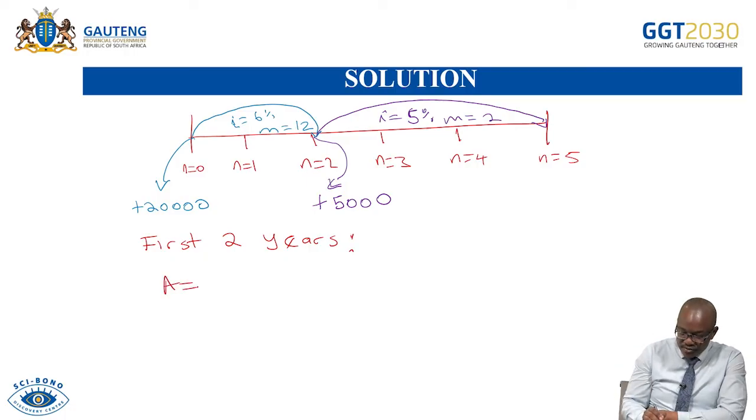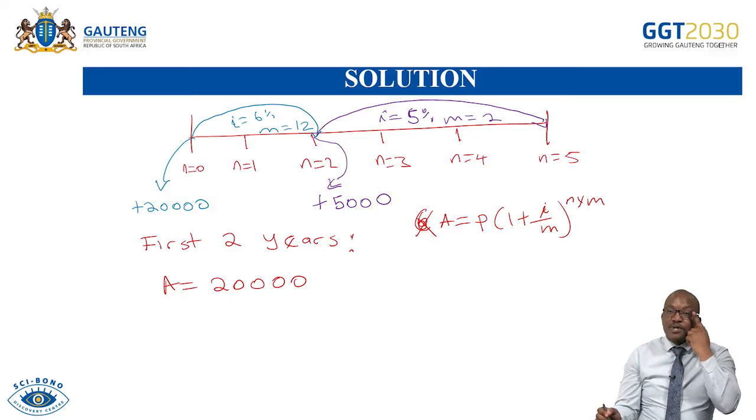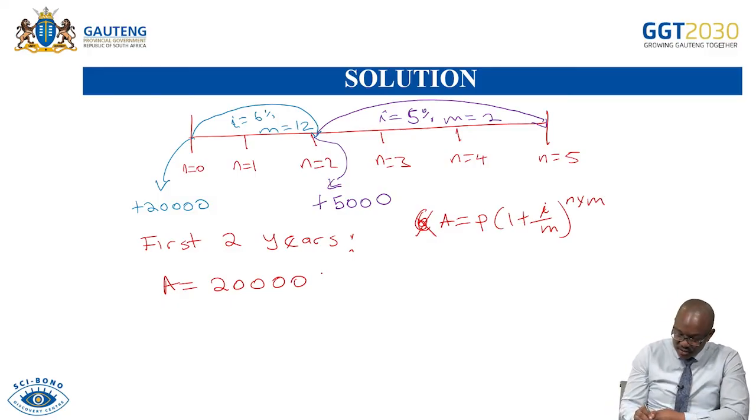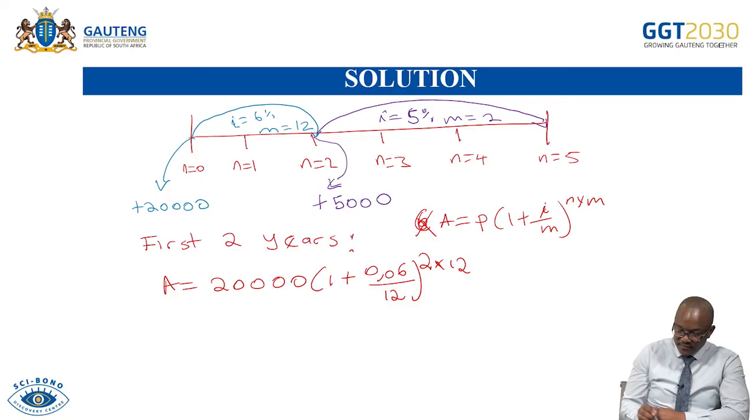Calculating the amount for the first 2 years, remember we're going to have 20,000 that is deposited. Remember our formula, it's A equals P into (1 plus i divided by m) to the power of n, because we are now using different periods. So we're going to have 1 plus, remember for the first 2 years it was 6%. 6 divided by 100 is 0.06 all over 12 for the first 2 years. Then you also multiply there by 12.